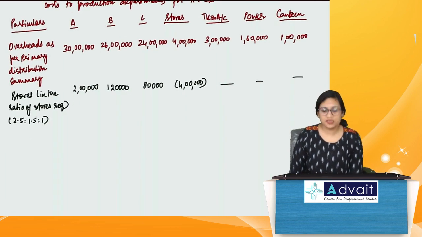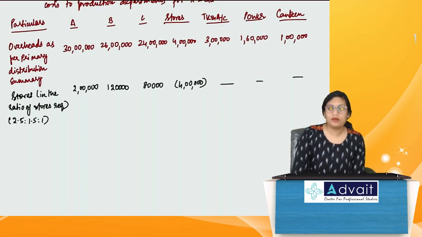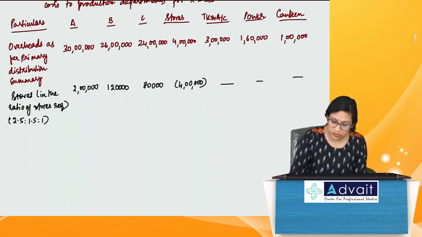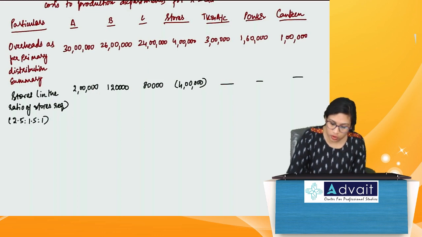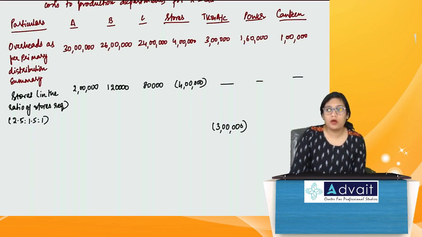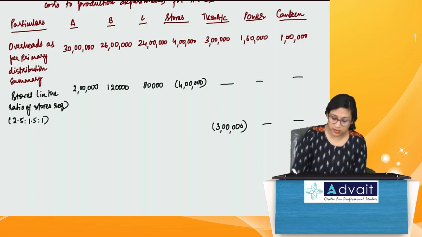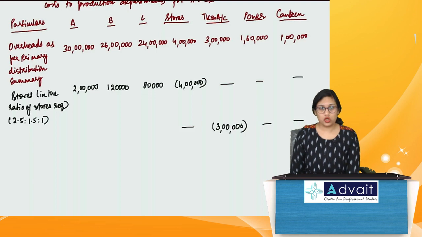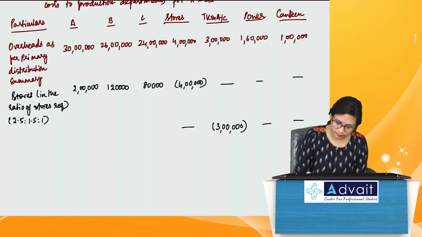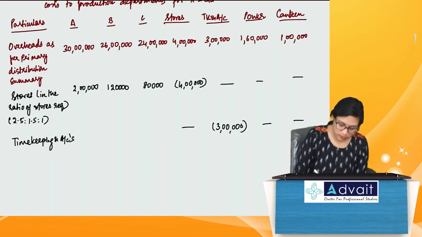So stores balance is 0. Now we will take timekeeping and accounts. Guys, this also has to become 0, so I'll make it 0. Timekeeping and accounts department gives nothing to power, gives nothing to canteen, gives nothing to stores. So timekeeping and accounts in the ratio.